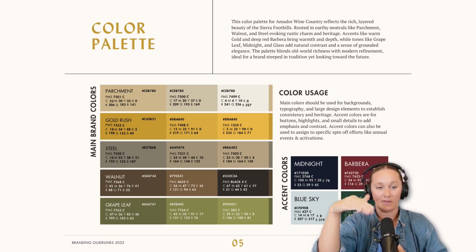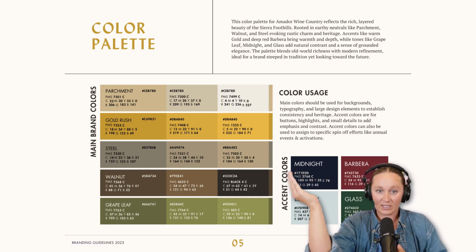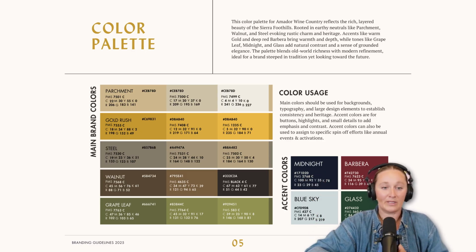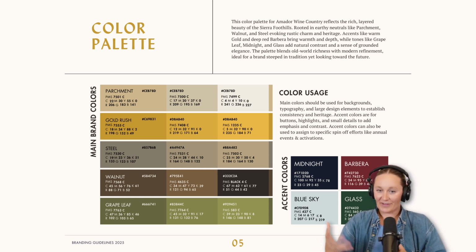color palette. So on this example, the color palette for Amador Wine Country reflects the rich layered beauty of the Sierra foothills, rooted in earthy neutrals like parchment, walnut, and steel, evoking rustic charm and heritage. Accents like warm gold and deep red Barbera bring warmth and depth, while tones like grape leaf, midnight, and glass offer a natural contrast and a sense of grounded elegance. The palette blends old world richness with modern refinement, ideal for a brand steeped in tradition yet looking towards the future. So, flowery language, right?